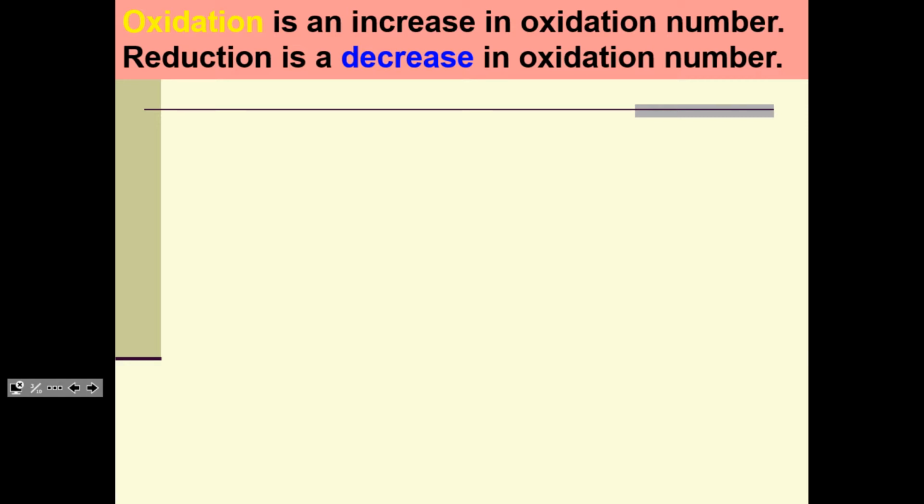So an oxidation, by definition, is when we lose electrons, but when we look at specific reactions, it's going to be an increase in oxidation number. So our last video that we made, 16.1b, is going to be something you'll need to know in order to find these. Reduction is a decrease in oxidation number. And again, we covered that in video 16.1b.